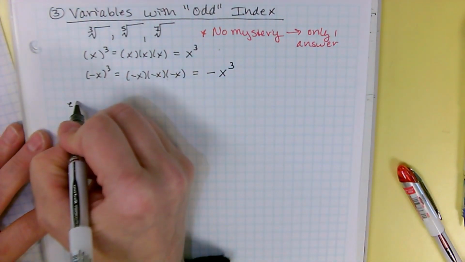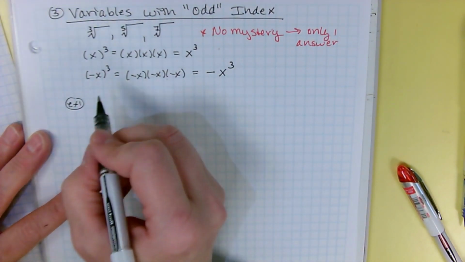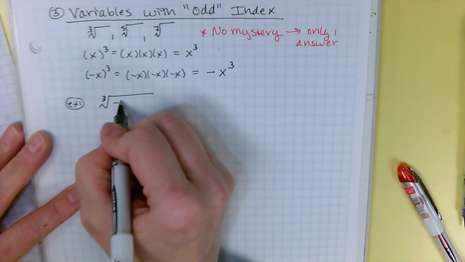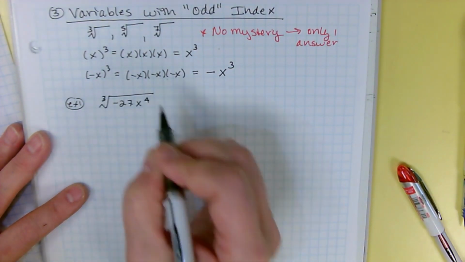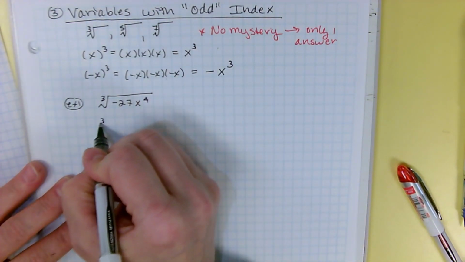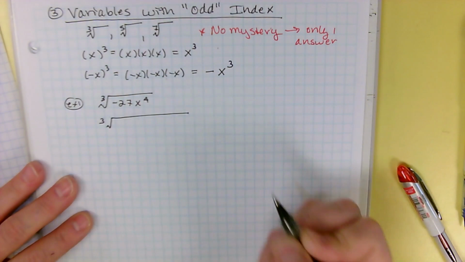All right, so let's do an example. We'll start easy. We're going to do the cube root of negative 27x to the fourth. You can't have a negative under a radical with an even index or it's imaginary, but this is an odd index, so it's okay. So how do we do this? There's a couple ways to do this. I find this one is the one that most people prefer.